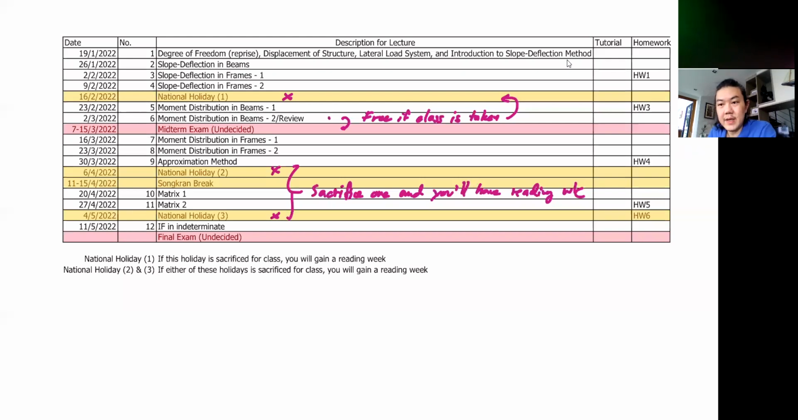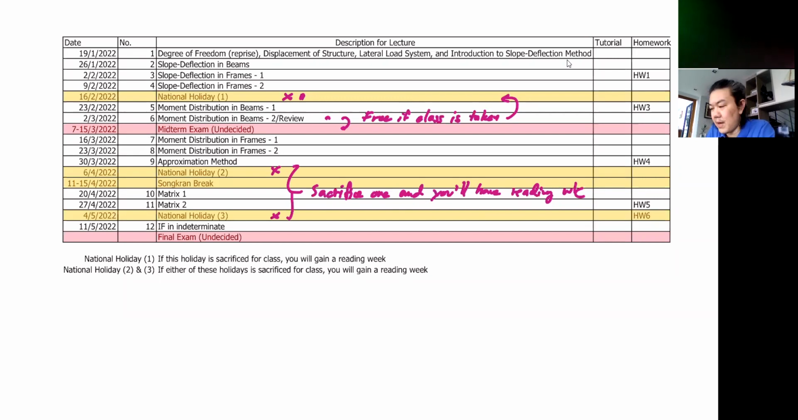Let's revisit this. As I have mentioned, we have 7 weeks before the midterm exam, and we have one national holiday on February the 16th. If you decide to take the holiday, you will not have the reading week, okay? But if you decide to sacrifice this holiday, that means if we are going to have the class on this day, you will have 1 week free before the exam. Otherwise, I am obliged to teach this and perhaps give you the homework very close to it, and you're going to have the exam coming up right away.